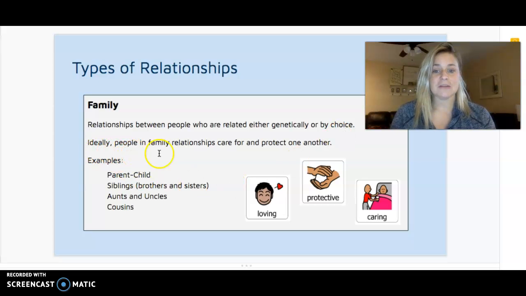So ideally, people in a family have a relationship and care for and protect one another. So it could be your parents, siblings, so your brothers and sisters, aunts and uncles, and cousins. So usually characteristics are that they're very loving, protective, and caring.